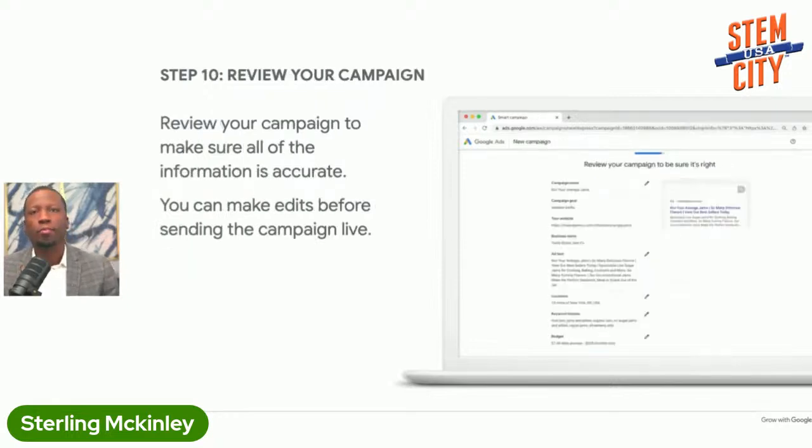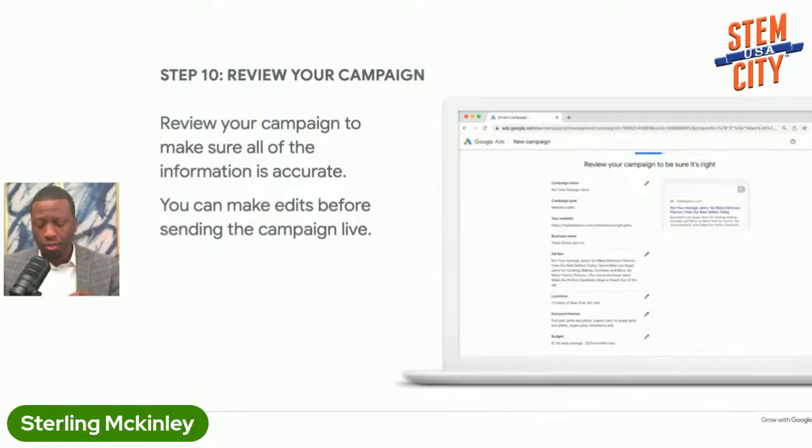Step 10, review your campaign. So you've gone through all the steps, you made a great ad. But the last thing you want to do is hit publish on an ad that has a mistake, and you mistakenly send your customers to the wrong address, or you have the wrong keyword themes and so on. So before you press continue, before you press send, make sure that your ad is accurate and all the information makes sense. Why? Because if not, you're going to lose money.